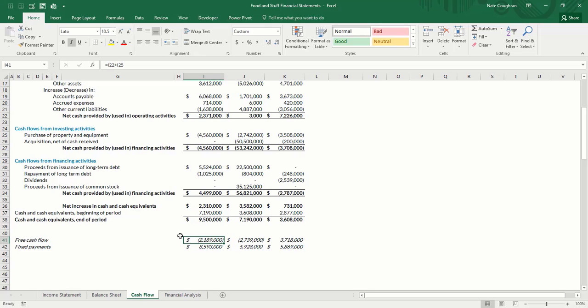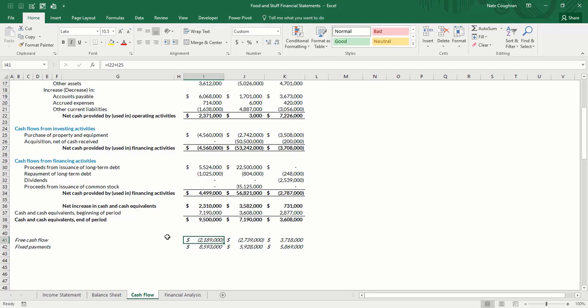And so that is a big thing that a lot of people fail to recognize. They just say, oh, look, we have a lot of cash in the bank. We have 9.5 million and 7 million, 3 million. Well, yeah, you have 9 million bucks in the bank, but that's because you had to go raise equity and take out debt in order to get that cash. But in reality, your free cash flow was negative. So that's not a good thing.